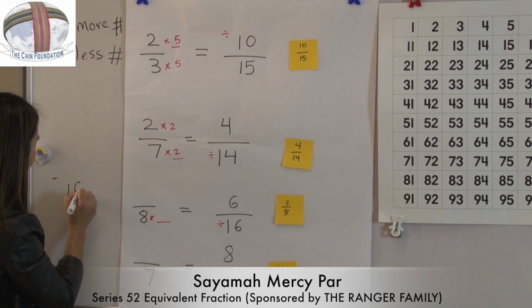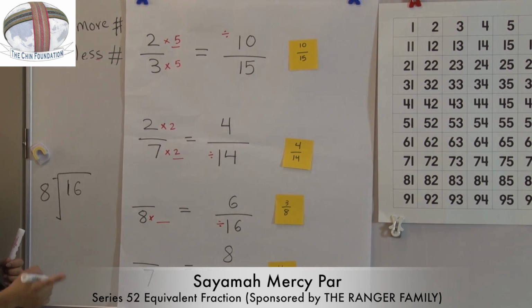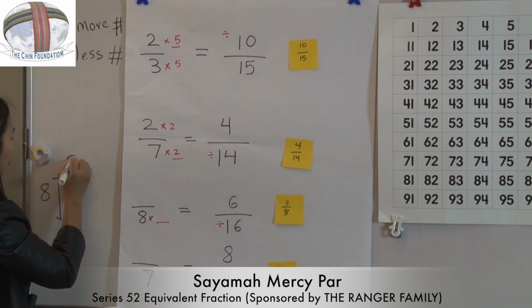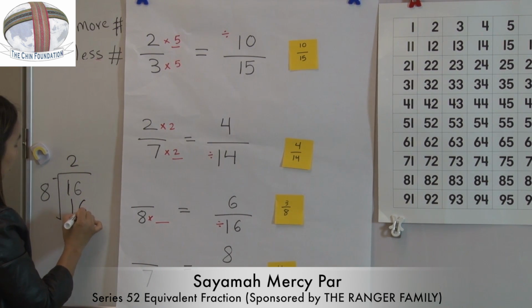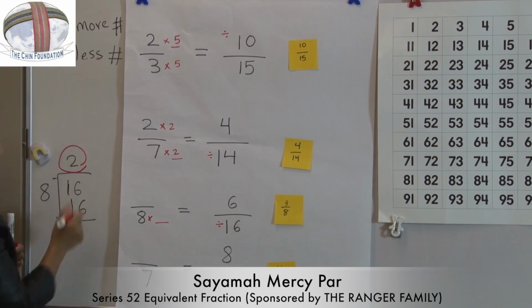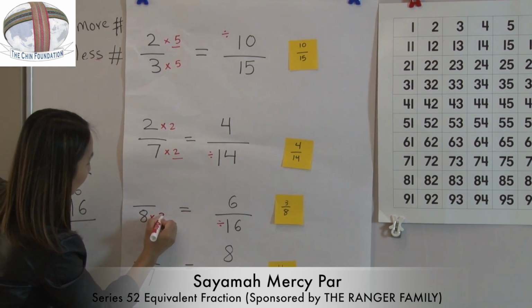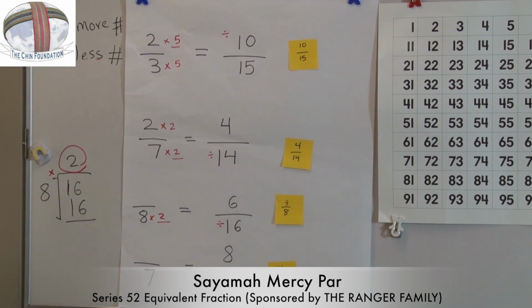16 divided by 8. 8 times 1 is 8. 8 times 2 is 16. Okay. So 2 is the answer. So 8 times 2 is 16.